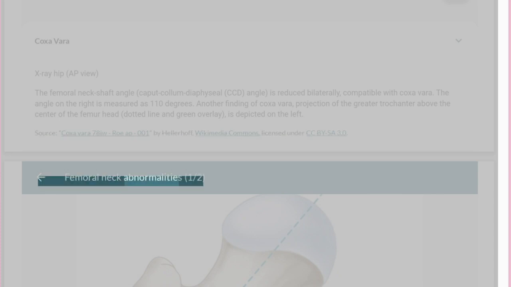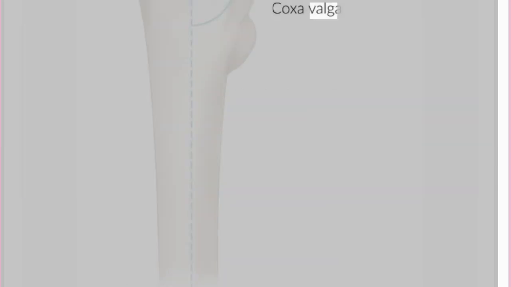140 degree coxa valga. Coxa valga is a hip deformity in which there is an increased angle between the femoral neck and shaft, above 140 degrees.